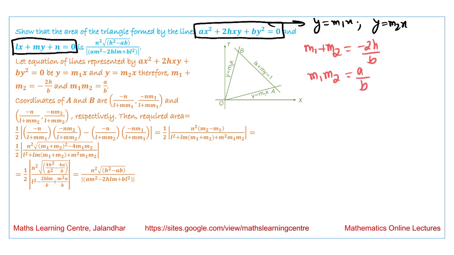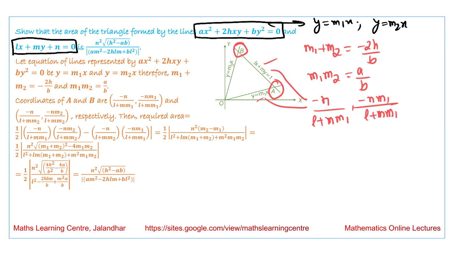Now we are talking about the coordinates of A and B, these two points. To calculate the coordinates of the point A, we calculate the intersection of these two lines. It is minus n by l plus m into m1, and minus n m1 by l plus m into m1.